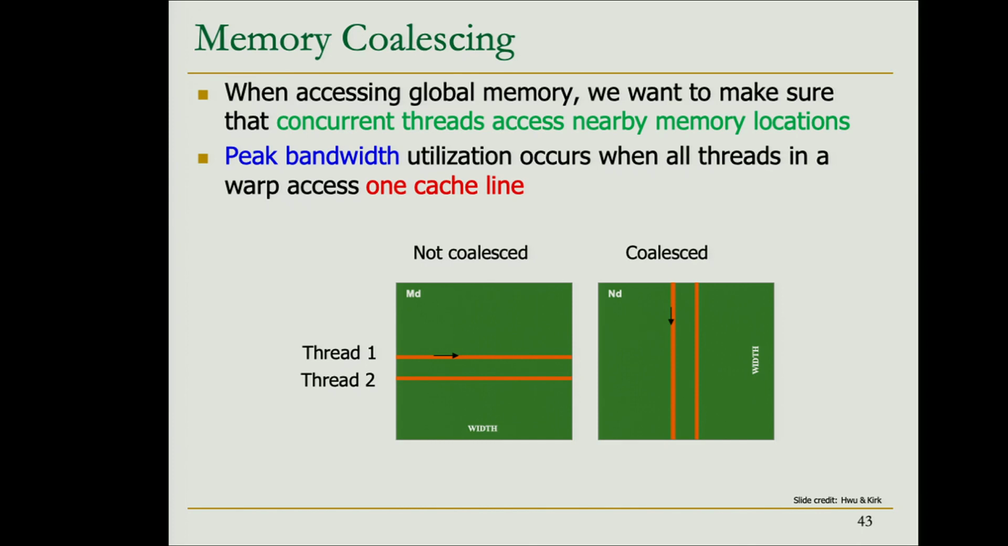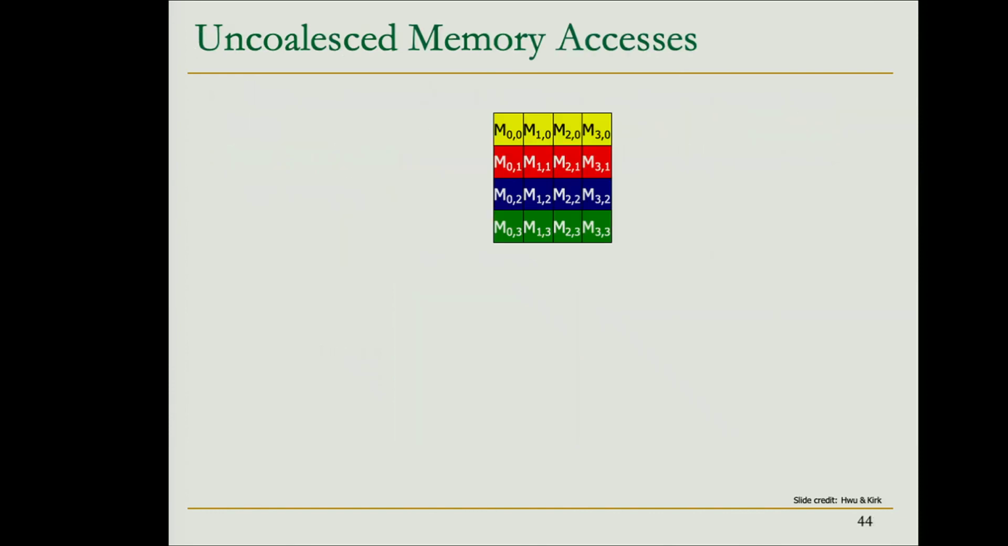However, if I assign the computation in this way, thread 1 here, thread 2 here, these two elements are consecutive, so they belong to the same cache line, right? What's going to be the difference? The difference is that for the same access, here I need 2 memory transactions, while here I only need 1 memory transaction. So that's a way of doing the coalesced access and having peak bandwidth in this memory access.